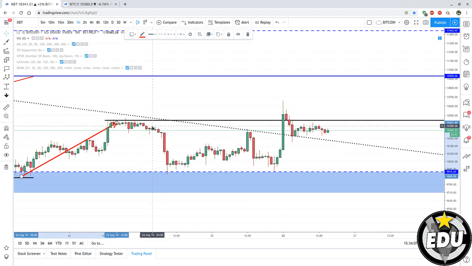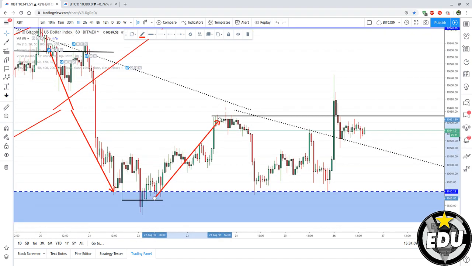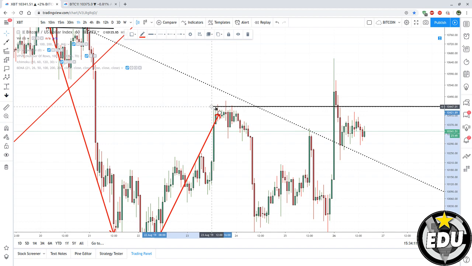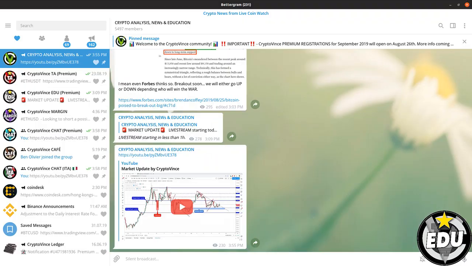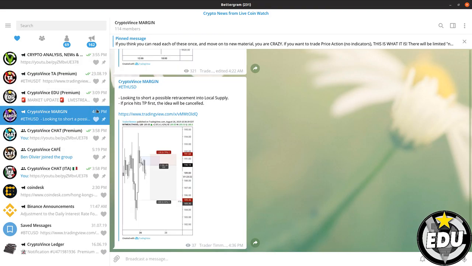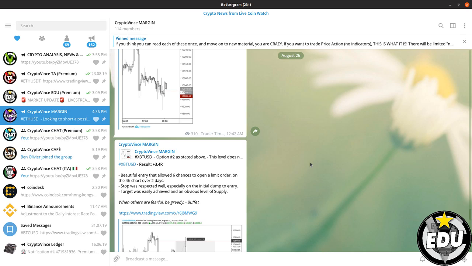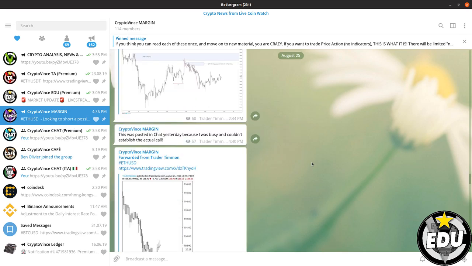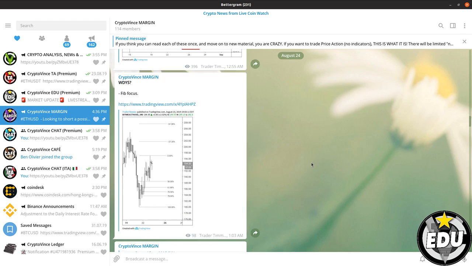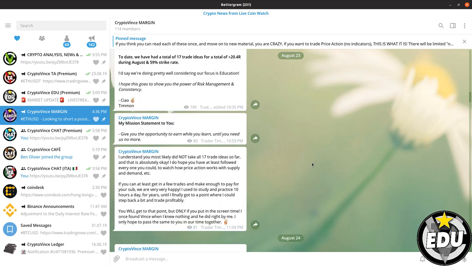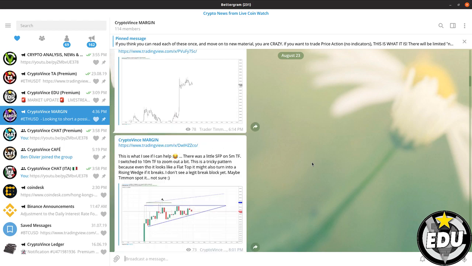The 1 hour had a swing failure pattern here. Price reaches there, swing failure pattern, and dump. That's something we traded, and I can show you guys here what we did. I want to show you guys how we stimulate our members to trade those things. Sometimes we don't even say what it is. We help.